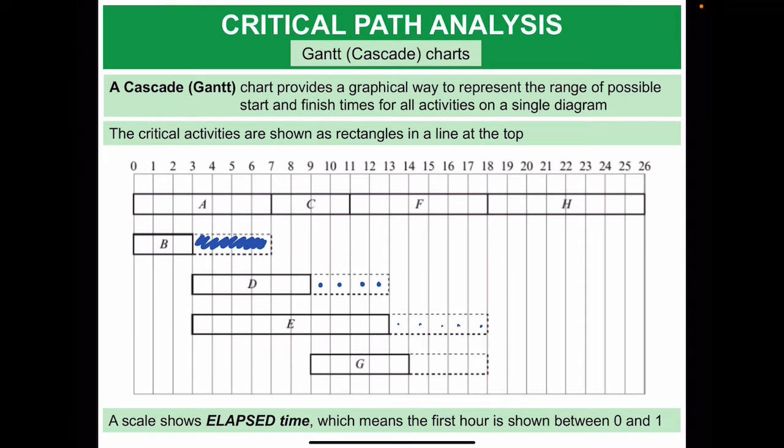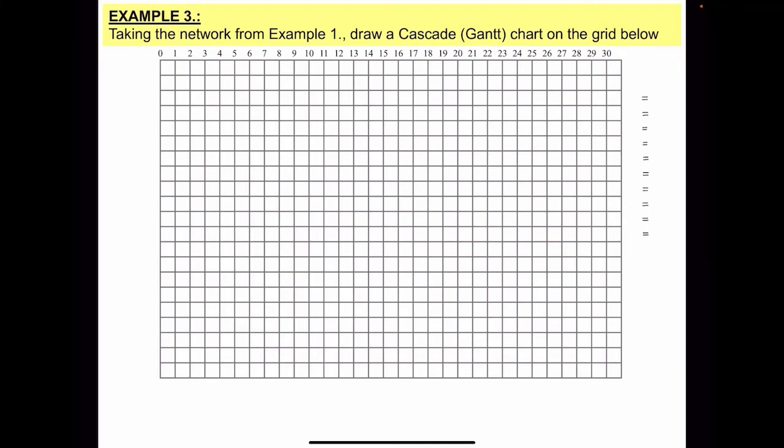What is also good to point out is that the scale of these graphs shows the elapsed time. That means the time that has already passed, which means, for example, the first hour is shown between 0 and 1. Between 6 and 7 is the 7th hour of the project, or 7th day of the project. Okay? Between 13 and 14 is the 14th day or 14th hour of the project.